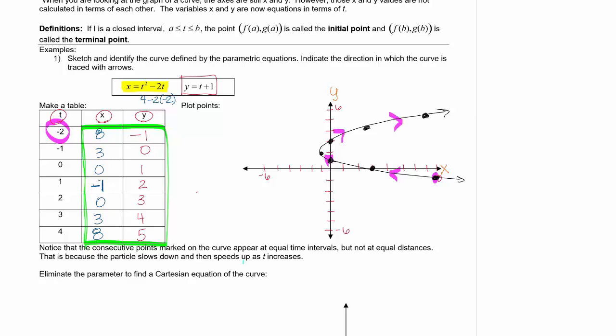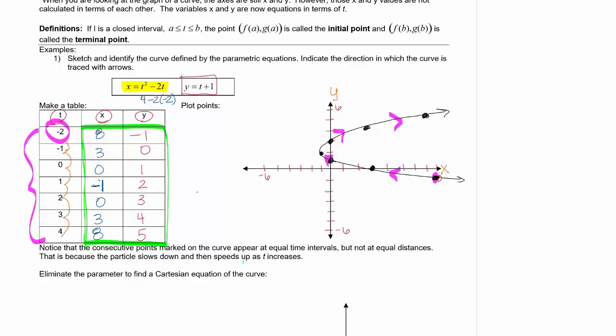So parametric curves, when they're completed, have directions on them, and that says that in the problem: sketch and identify the curve defined by the parametric equations, and then indicate the direction in which the curve is traced with arrows. So that's what it means. And then I do have a special note down here. Notice that the consecutive points marked on the curve appear at equal time intervals. And by that I mean all of your t values increase by 1. So these are equal time intervals as you jump from one time to the next.